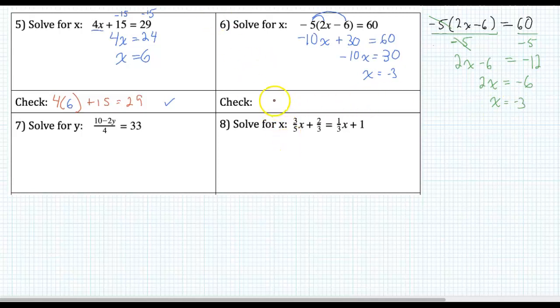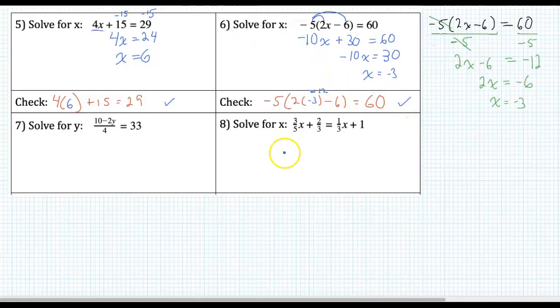So let's go ahead and we have negative 5 times 2. And here's where we're going to put our x. Minus 6 is equal to 60. Let's put our negative 3 in there. So this would be negative 6 minus 6, so that we get negative 12 here. Negative 5 times negative 12 is equal to, oops, I didn't copy that right, is equal to 60. So that checks out. Good.